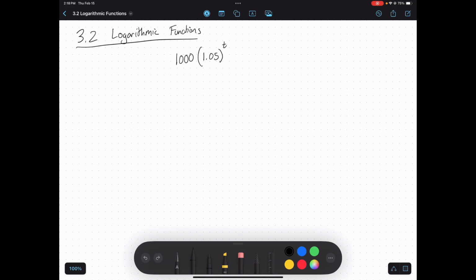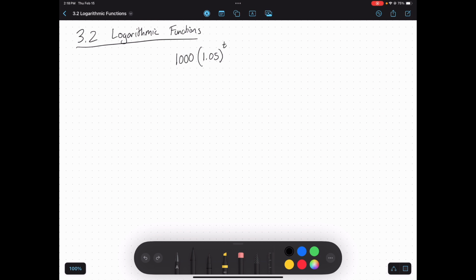In today's video, we're going to learn about another type of function called logarithmic functions. In our previous video, we talked about exponential functions. And to get us started, to help us understand where logarithmic functions come from, I want to take a look at this example. So this exponential function I'm actually going to have represent money in a bank account.